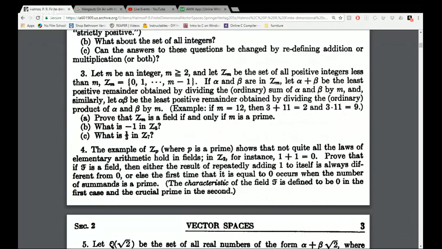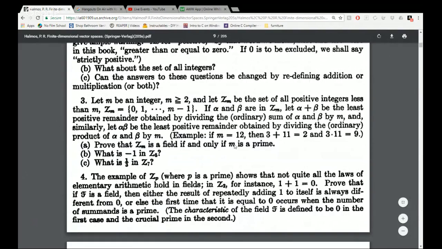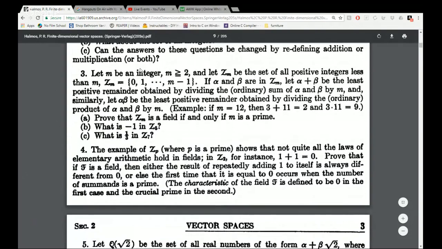All right, so this is a quick linear algebra stream. Last time we started with this book by Paul Halmos, Finite Dimensional Vector Spaces, and we ended on problem 3, where hopefully I gave you intuition on how to go about proving it. The problem said to show that this set Z subscript M is a field if and only if M is prime.